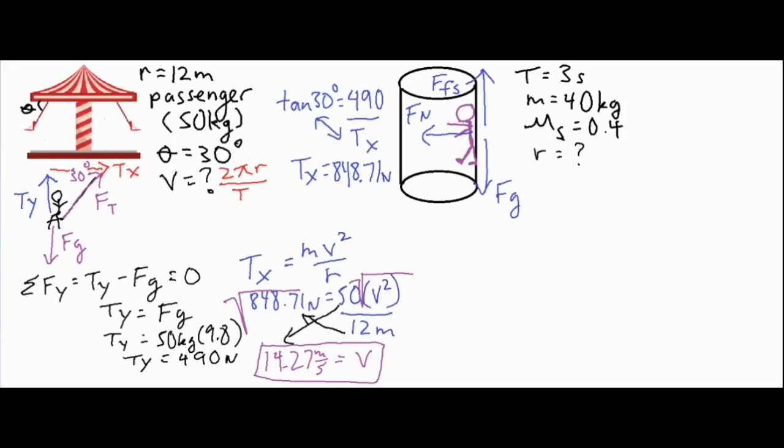Now, with that being said, we have a few different things we know. We know something similar to what we did last time, which is if we take a look at those vertical forces, the forces in the y direction, we have force of static friction minus Fg equals 0, which means these two are equal to one another. So Fg is 40 times 9.8, which is 392 newtons, and that equals the force of static friction.